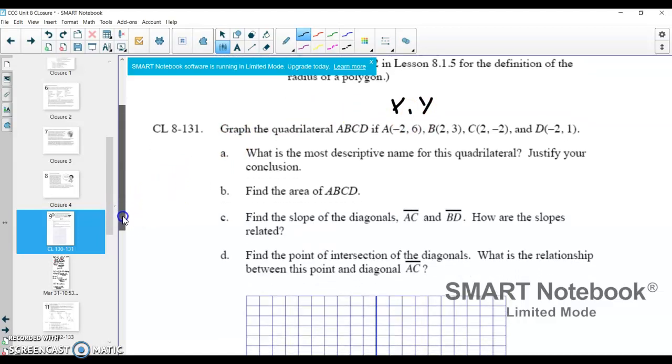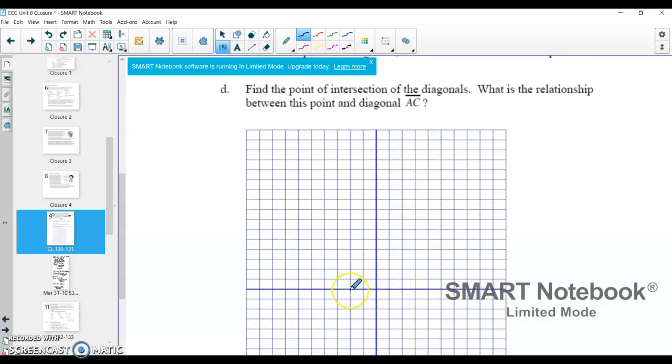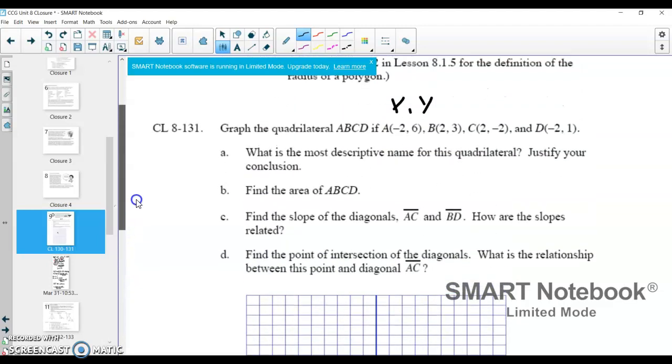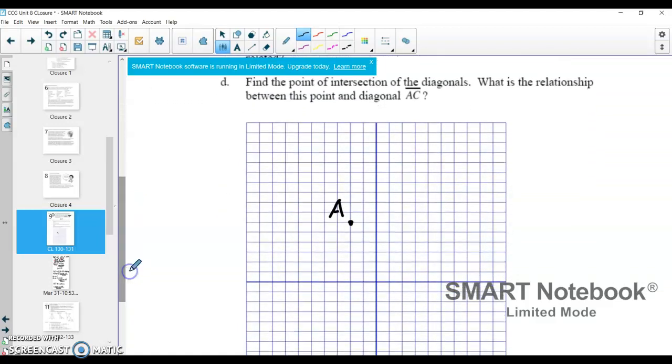And so let's plot A. Negative 2, positive 6. So I go over 2 to the left because it was negative. Positive 6 for y means I go up 6: 1, 2, 3, 4, 5, 6. My A point is right there. I call that point A. All right, point B here is at 2, 3, so a positive 2 and a positive 3, which means I go to the right 2 and up 3: 1, 2, 3, and that is my point B.